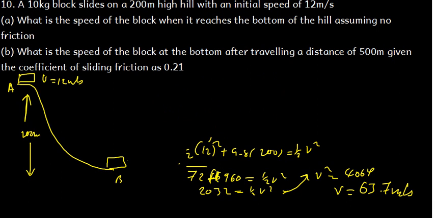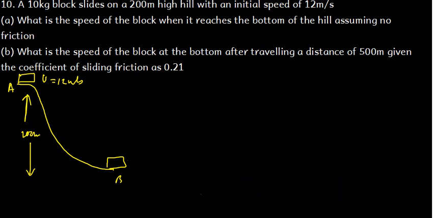Now, what if there is friction? We've been told, what is the speed of the block at the bottom after traveling a distance of 500 meters, given that the coefficient of sliding friction is 0.21. So in this case, at the top, this thing has potential energy and also kinetic energy. At the bottom it will be moving, so it will have kinetic energy. But there is also friction, so friction is going to do some work at point B.